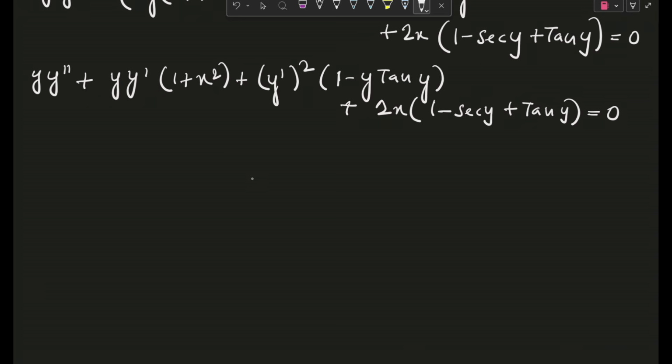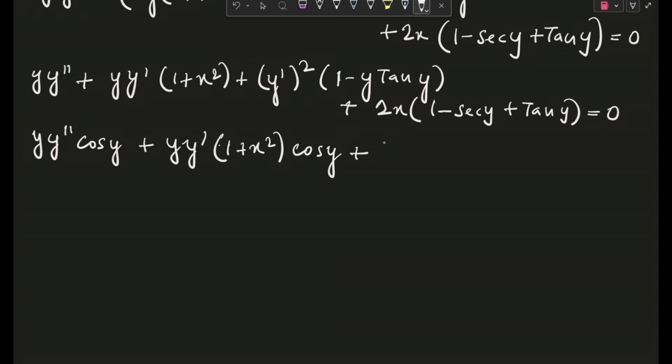So guys, the next thing that I am going to do is multiply this entire equation with cosine y. So y double dash cosine y plus y dash times (1 plus x square) times cosine y plus y dash whole square, and I guess this thing will become, it's multiplied by cosine, right? So cosine y minus y sine y.